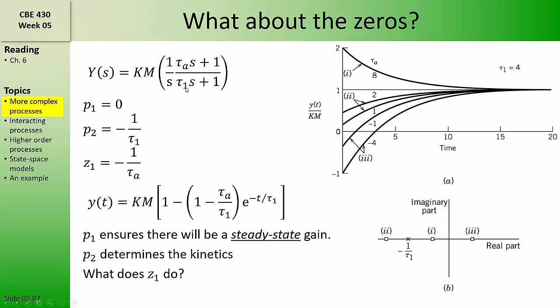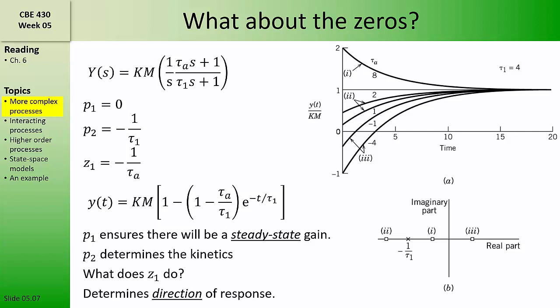So the step response of a lead-lag element can have overshoot, in which the initial response to the step input goes past the final steady state and then decays to the final steady state, or it can have an inverse response, in which the initial response to the step input goes in the opposite direction of the final steady state and then exponentially decays toward the final steady state. So the zero determines the direction of the response, but has no impact on the kinetics. That is, the time that it takes for all of these to approach the final steady state is governed by tau 1, or the pole, whereas the direction is governed by tau a, or the zero.